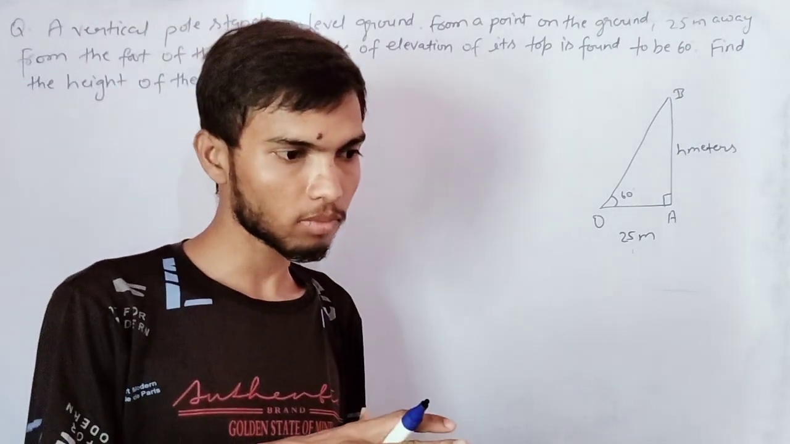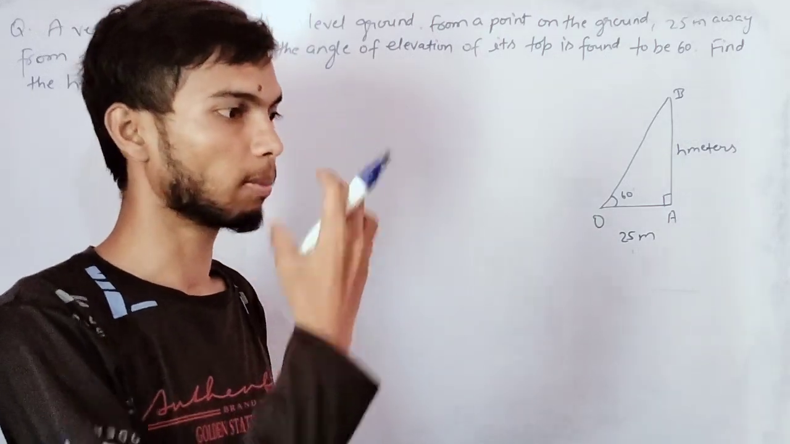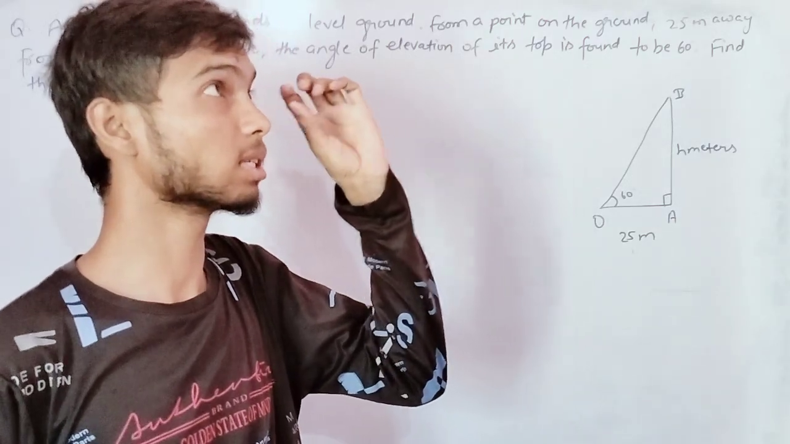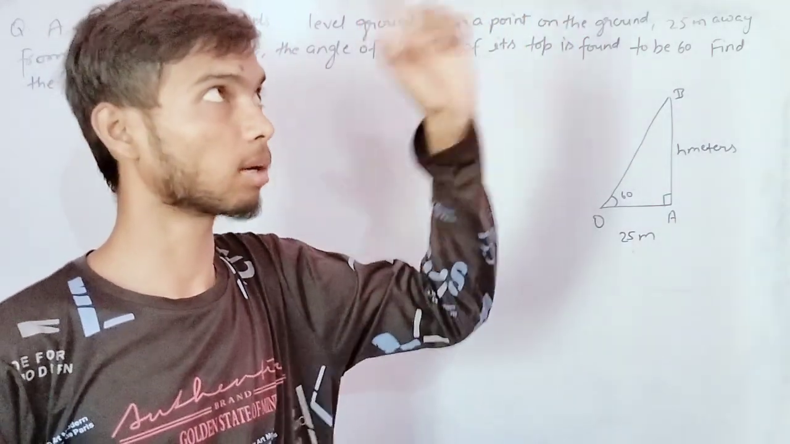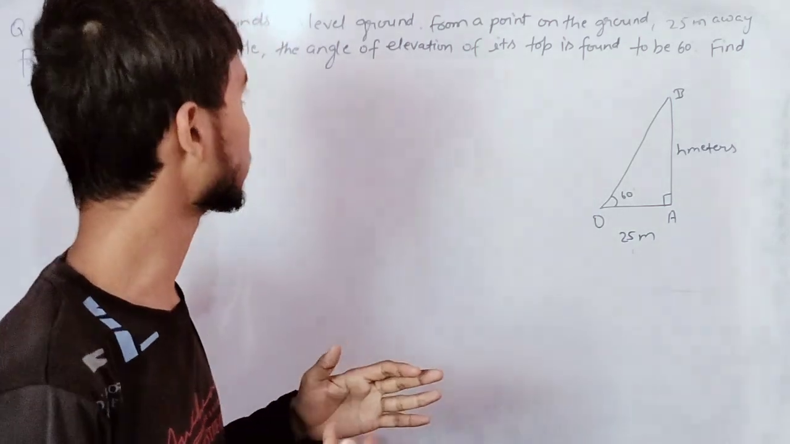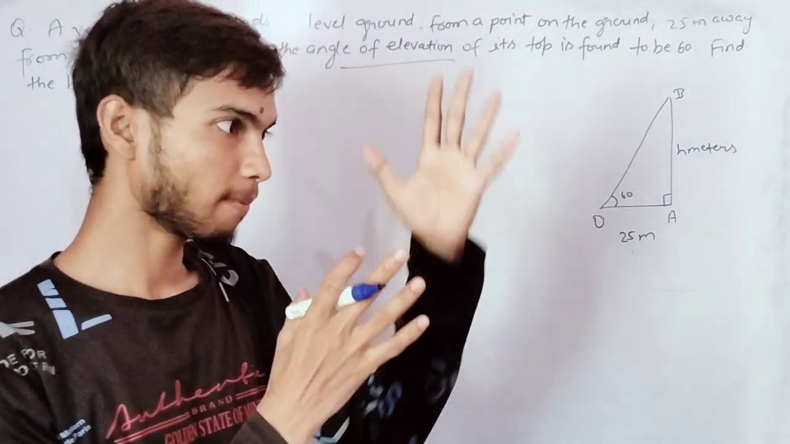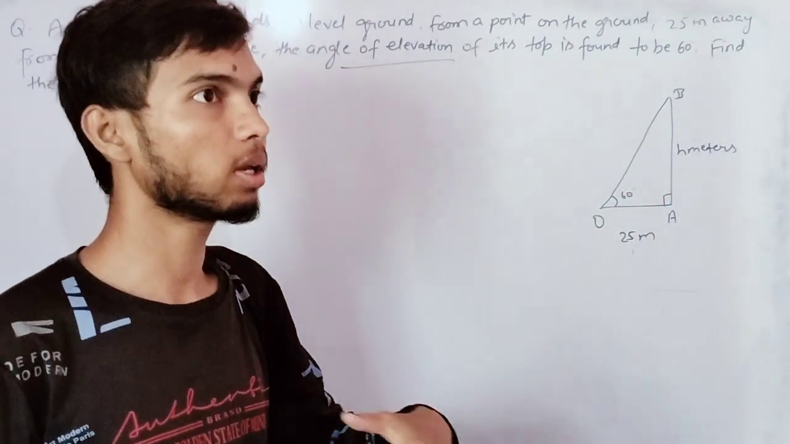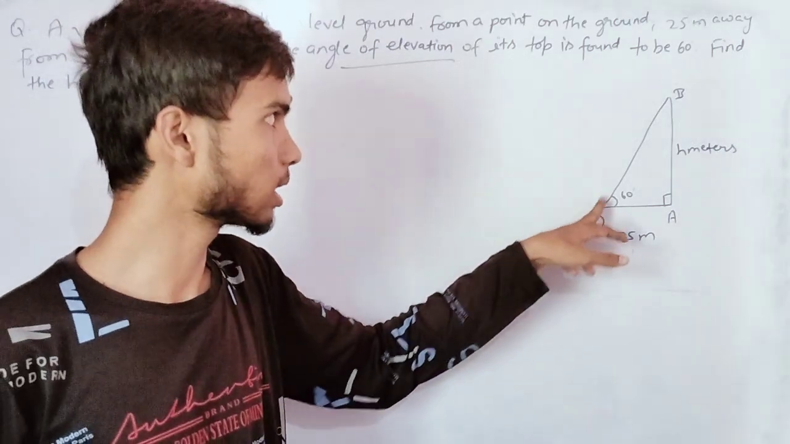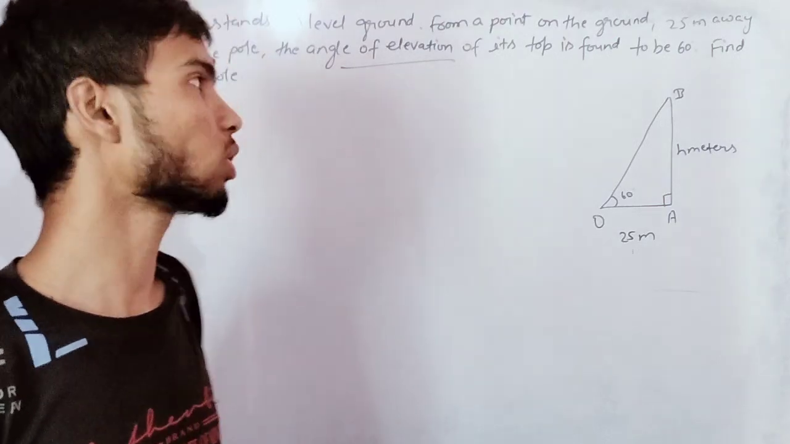Elevation means the line of sight: the person is here, and the person with his eyes is looking upward, like that. This is the meaning of elevation, angle of elevation. So this line will be above the horizontal, and here this rotation is the angle of elevation.